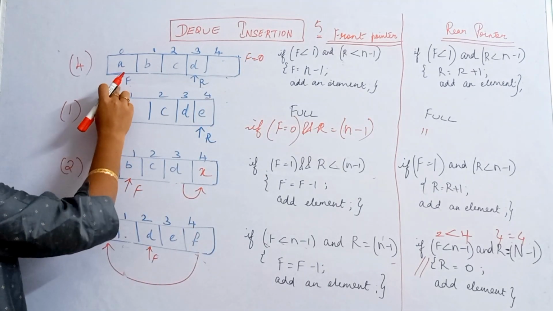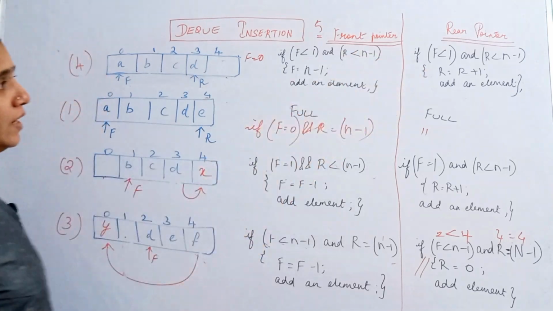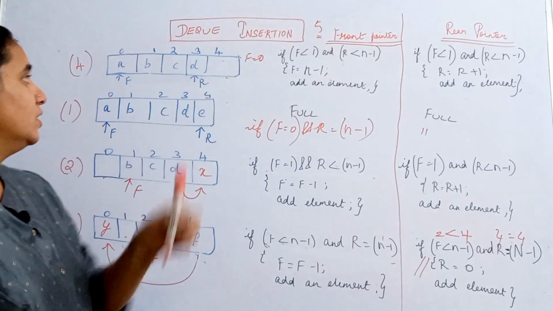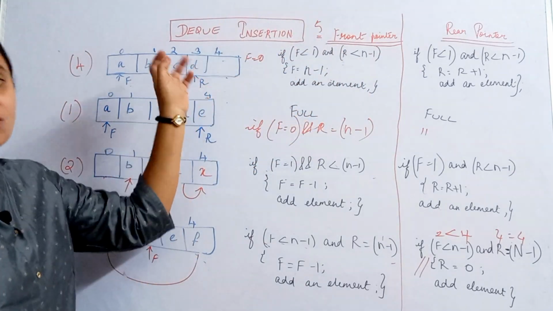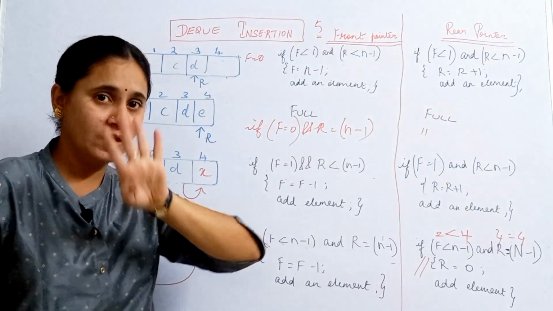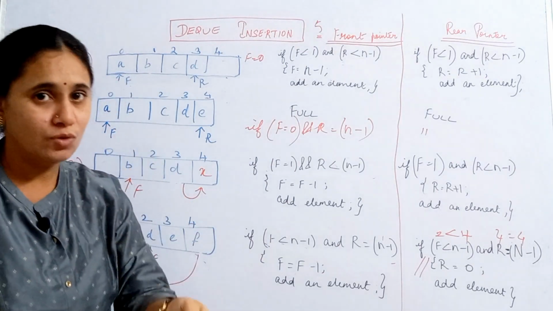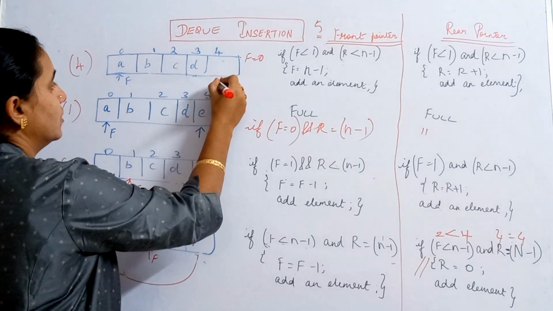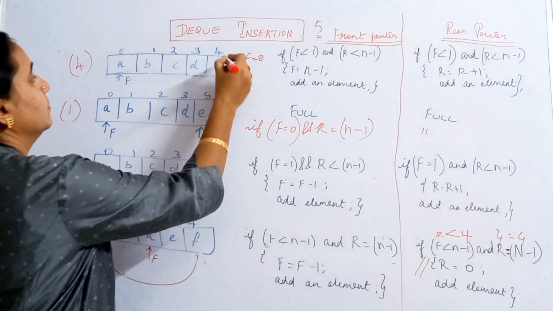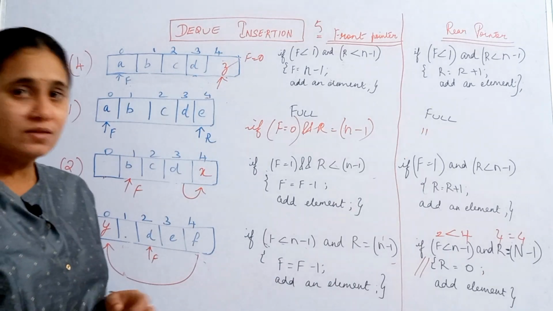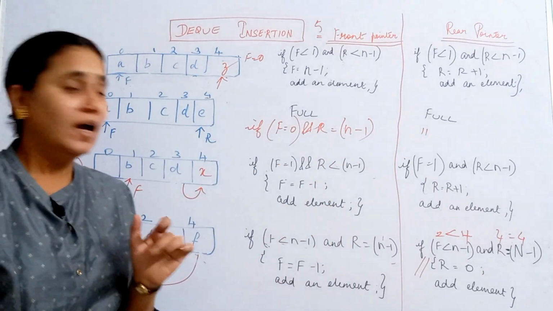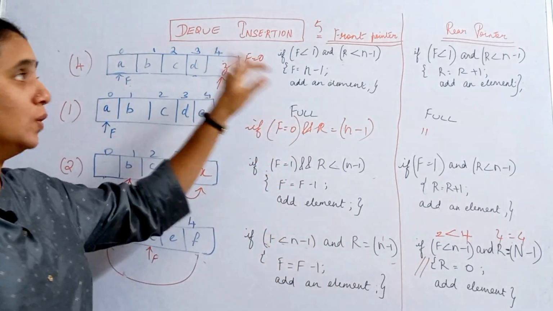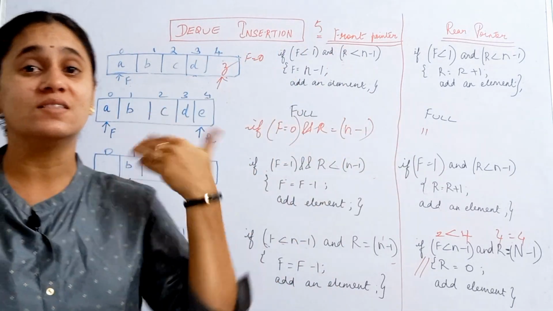F is equal to 0 and r is less than n minus 1. What is the r value here? R value is 3. So 3 is less than 4. So this condition is also true. Now we are incrementing the rear pointer to this location and we are inserting the element. Like this we are going to do the operations, friends. I think now you have got a clear idea about how to use the front pointer and rear pointer for making the insertion.